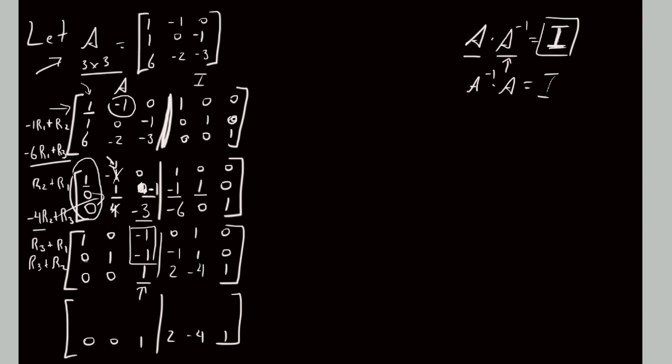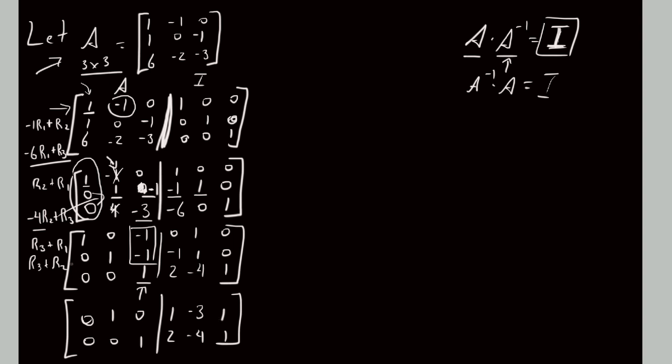Okay, so 0 plus 0, row 3 plus row 2. There we go. We have a 0 there. 0 plus 1 is 1. And then 1 plus -1 is 0. It's over here that we care about. So we say 2 plus -1 is 1. -4 plus 1 is -3. And then 1 plus 0 is, of course, 1.